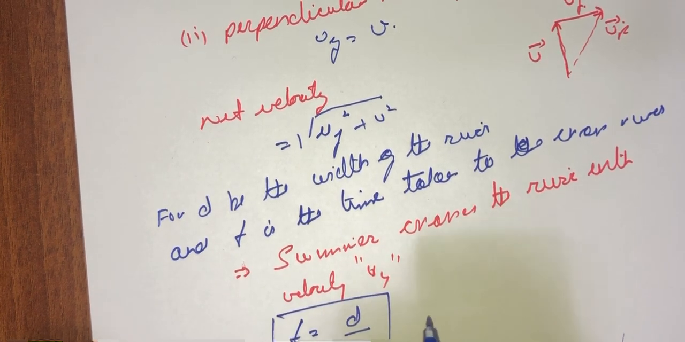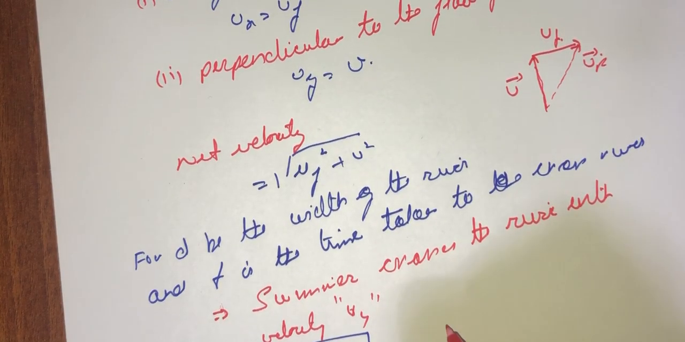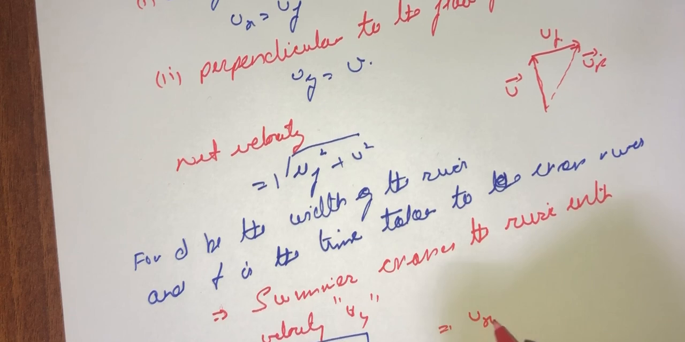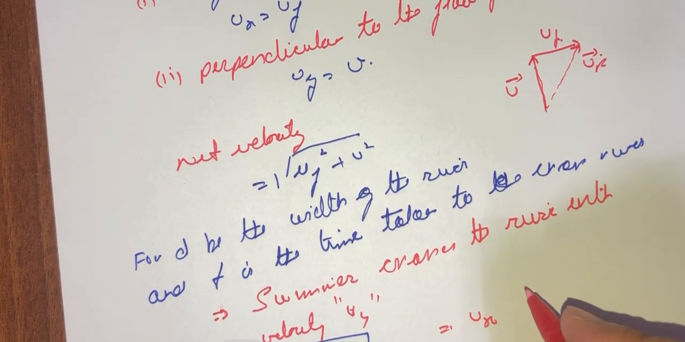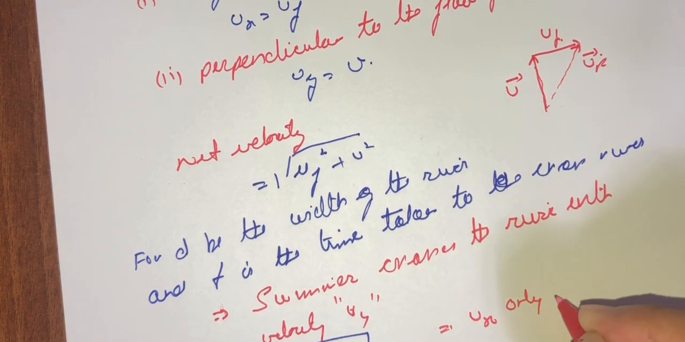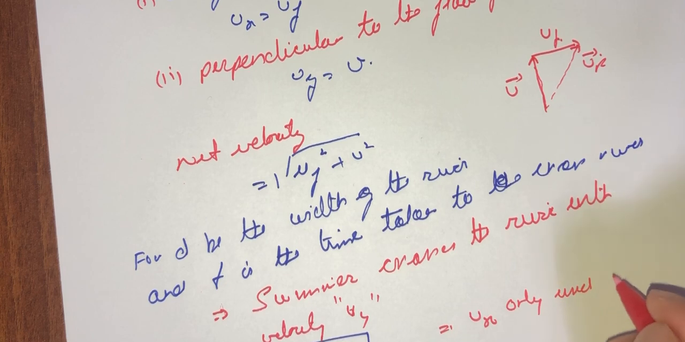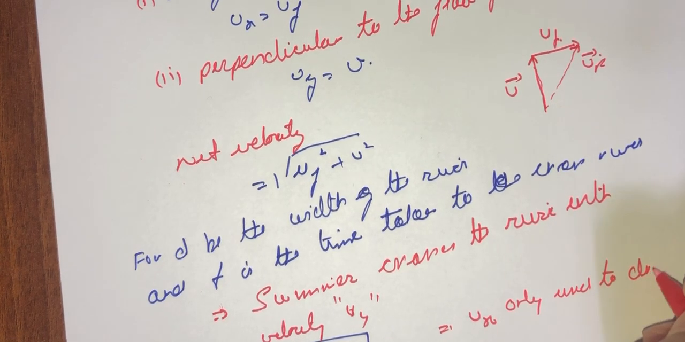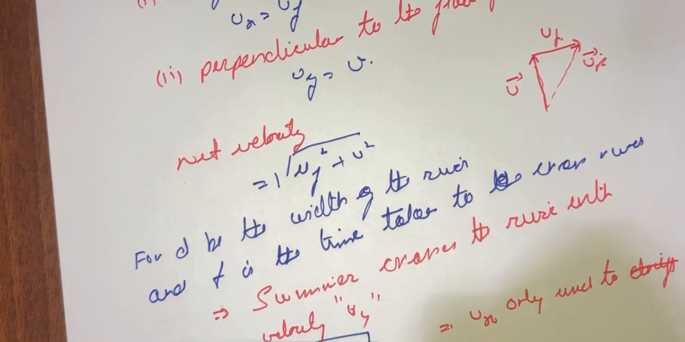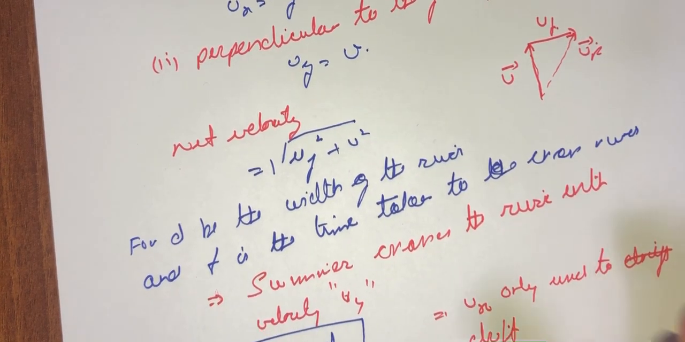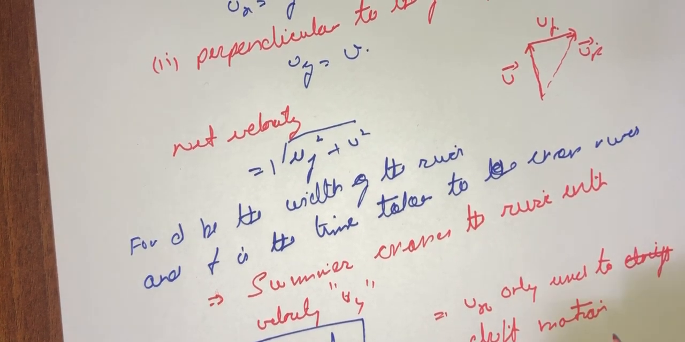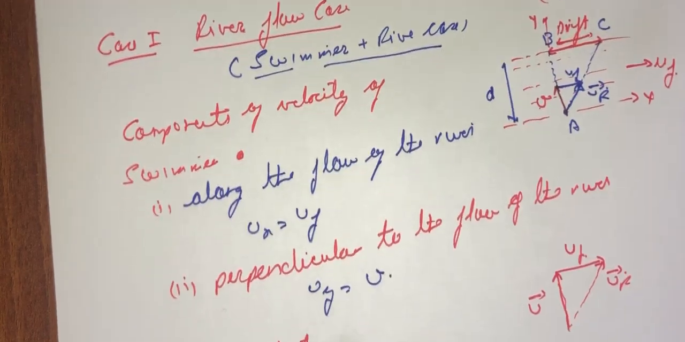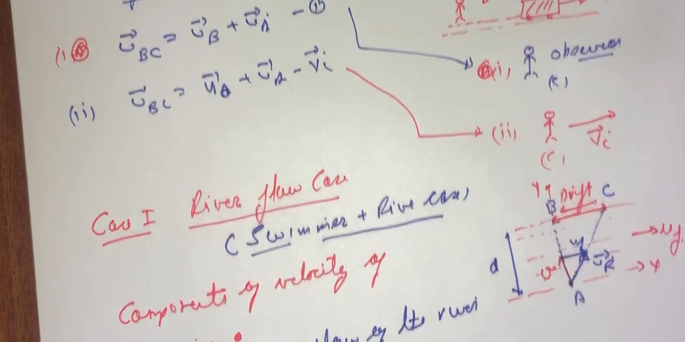In this case, we can make a comment here that velocity Vx is only used for drift motion. It doesn't help in crossing the river. So our time t is only dependent upon the Vy.